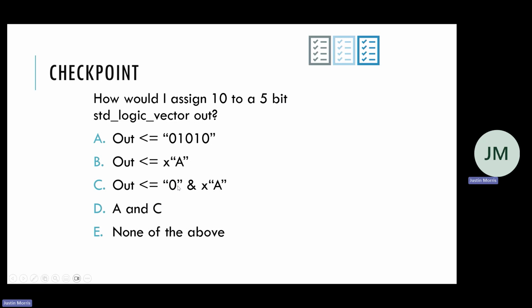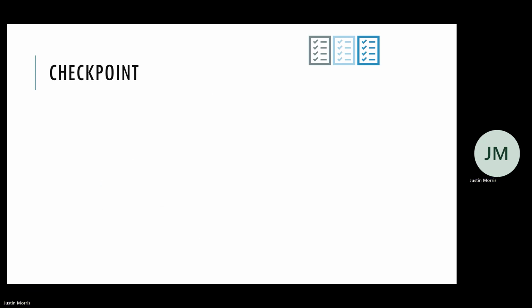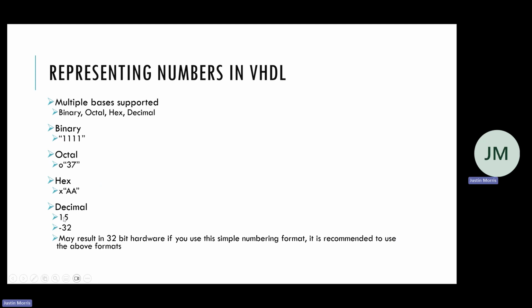Is there a normal decimal, like 1 to 10? Yes, you could also do 10, but you may encounter some problems. Because if you put it in quotations, it's binary. So quotations like this, binary; no quotations, decimal. Octal, you prepend an O. Hex, you prepend an X before you put the quotations. That's how you know it's the different representations.